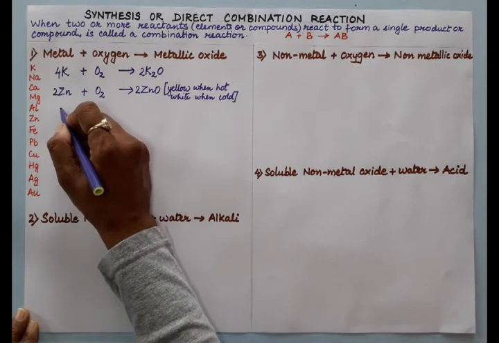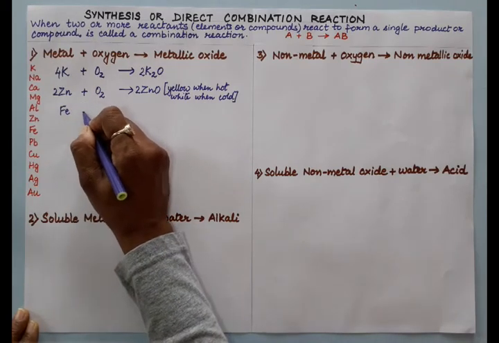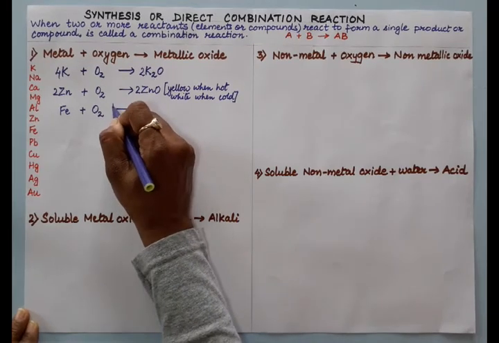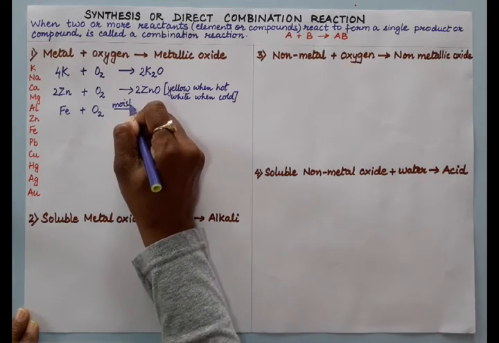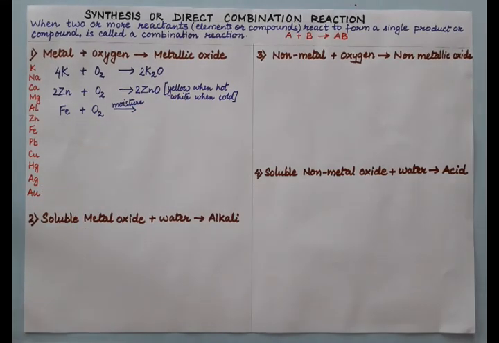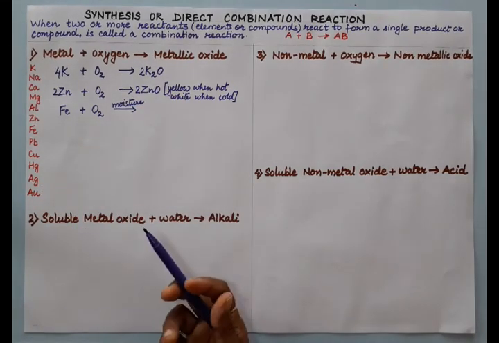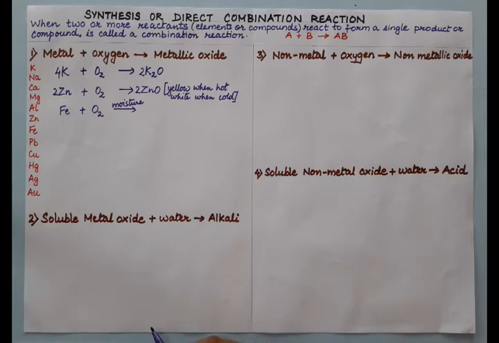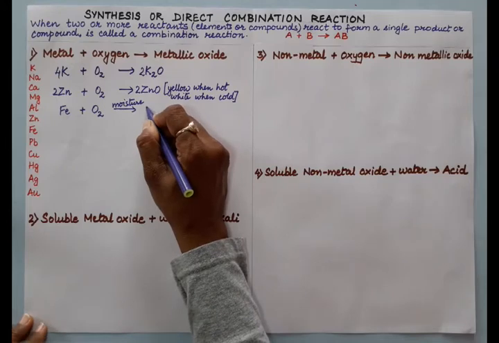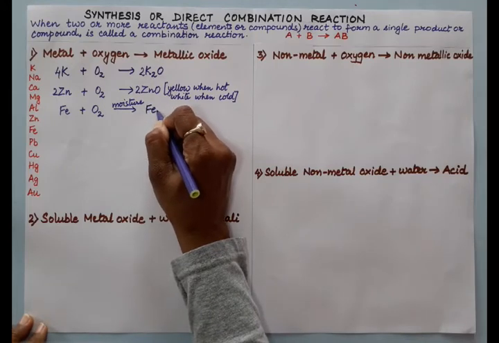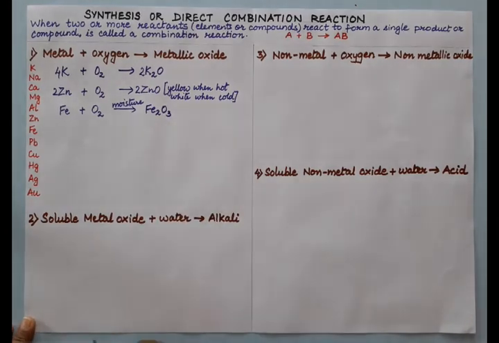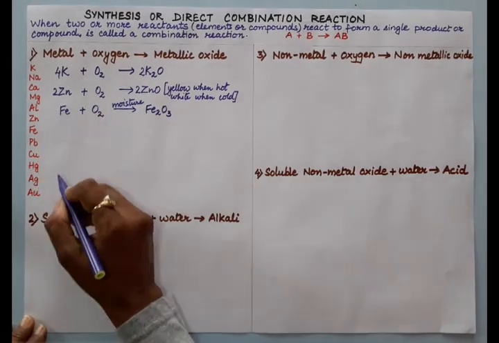Now when iron reacts with oxygen in the presence of moisture, see, iron has variable valency. So whether it will form ferrous oxide or ferric oxide: whenever iron reacts with oxygen in the presence of moisture, always and always we get the compound with higher valency. Like here, like copper also.